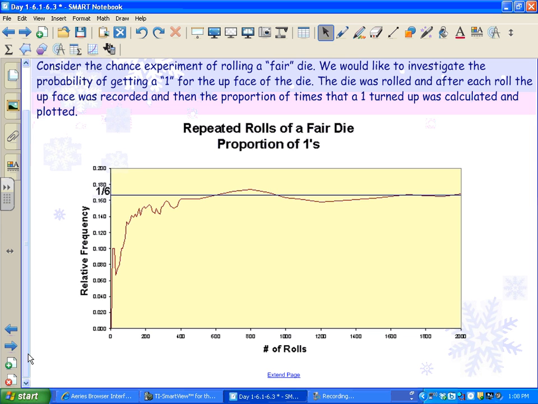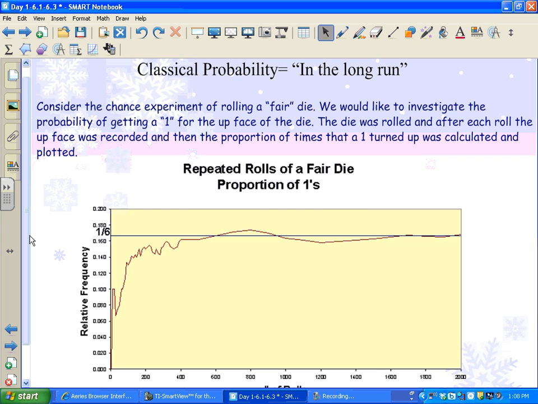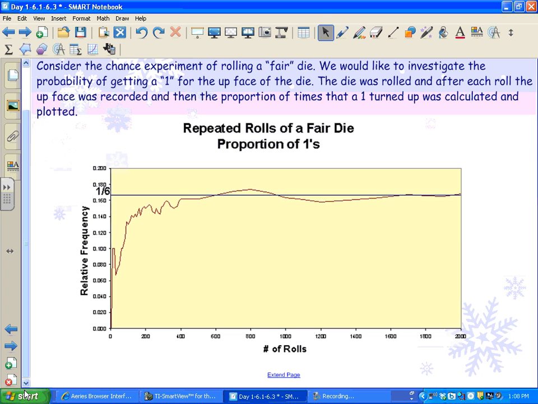And what they did is they calculated the number of times that they rolled a 1, and they ran a probability for the whole thing. For example, I really want to look at just the first 200 rolls. That's from 0 to 200 there. I want to look at just that part of the graph.